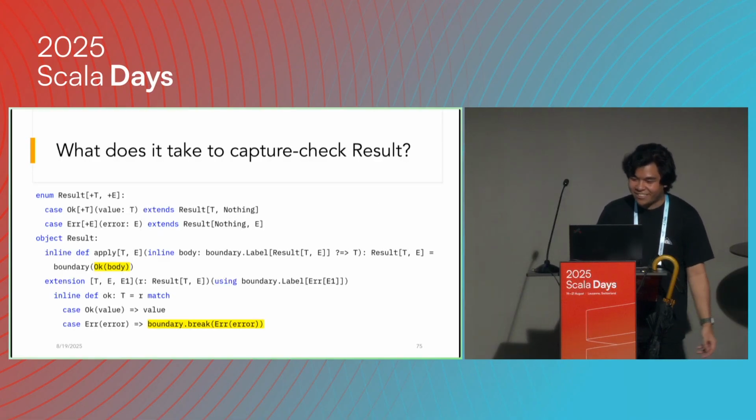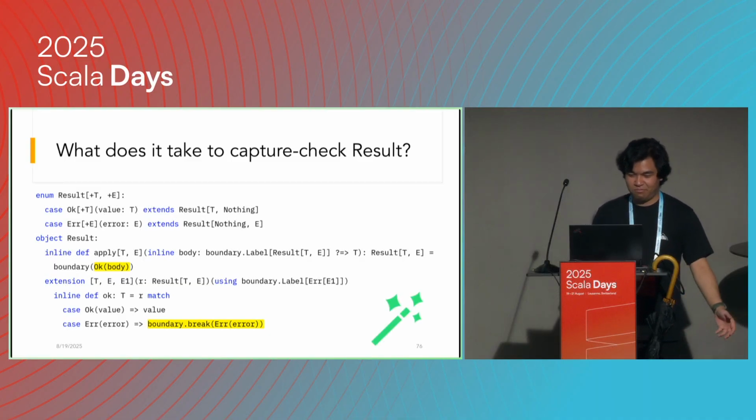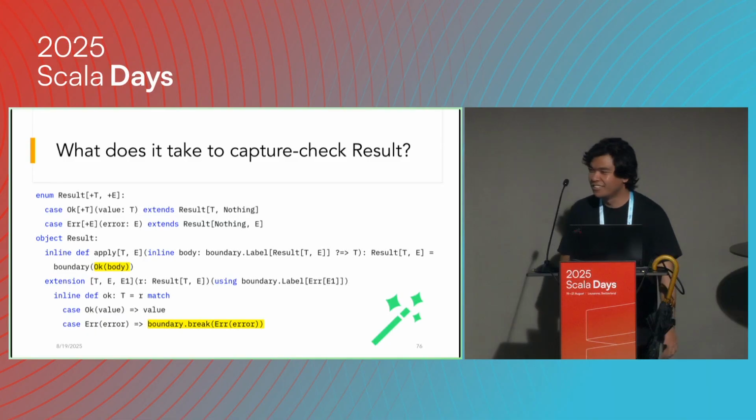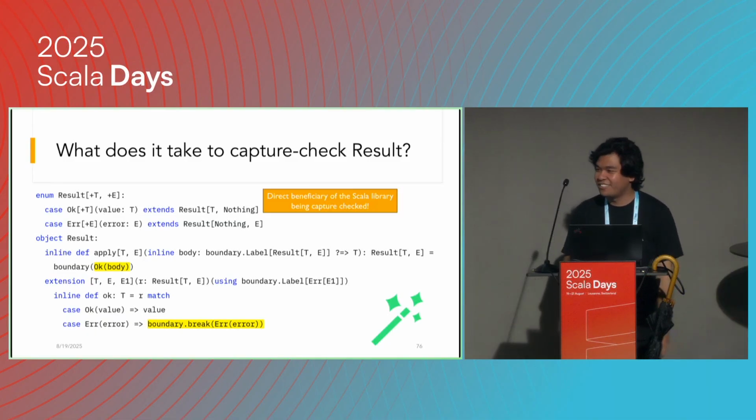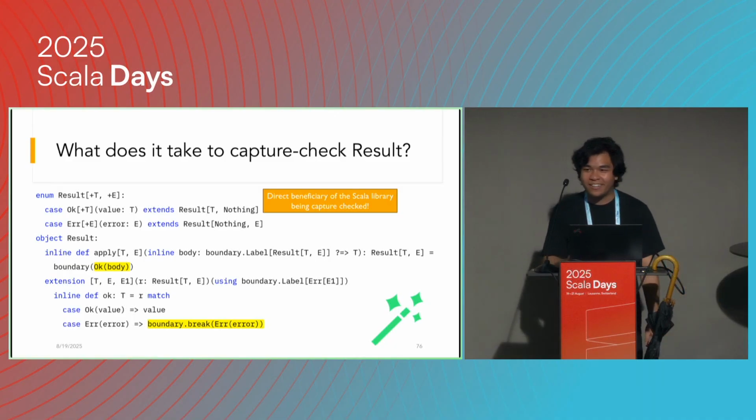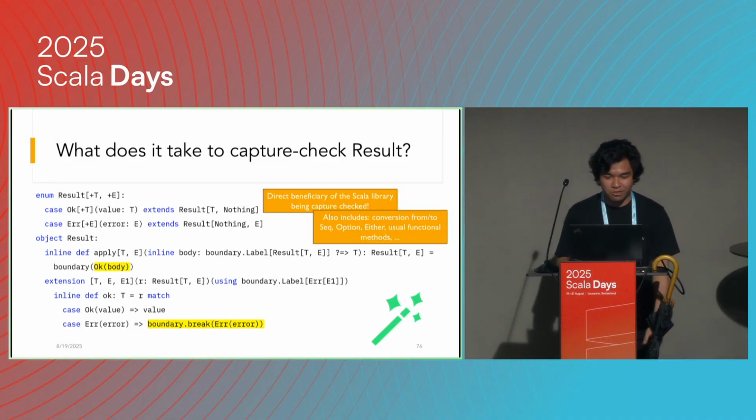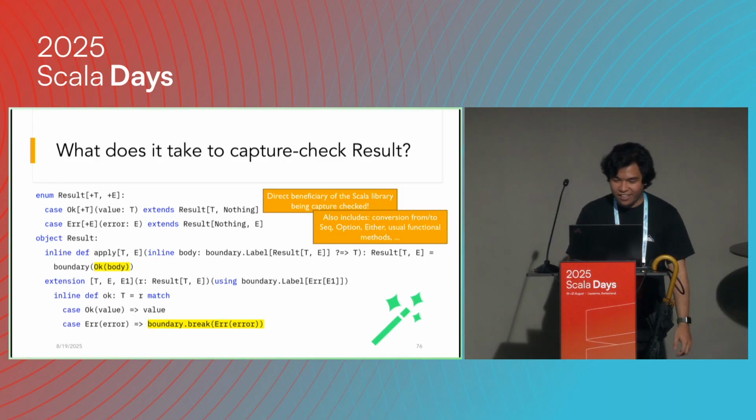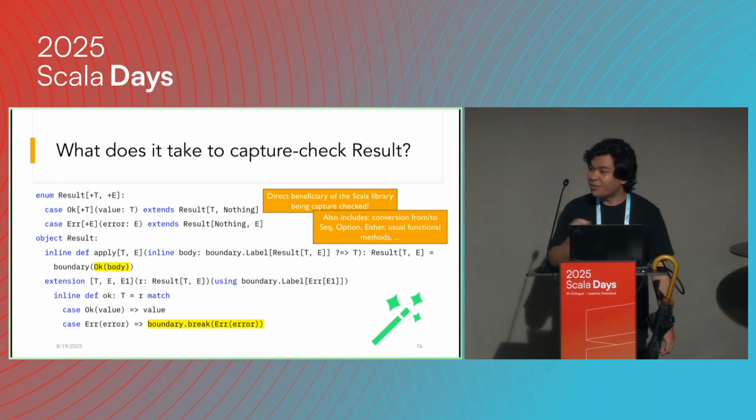And what does it take to capture check result this time? Nothing. Yeah, I didn't change anything. I did the magic one, right? Import language experimental capture checking, it just works. And please try using it.